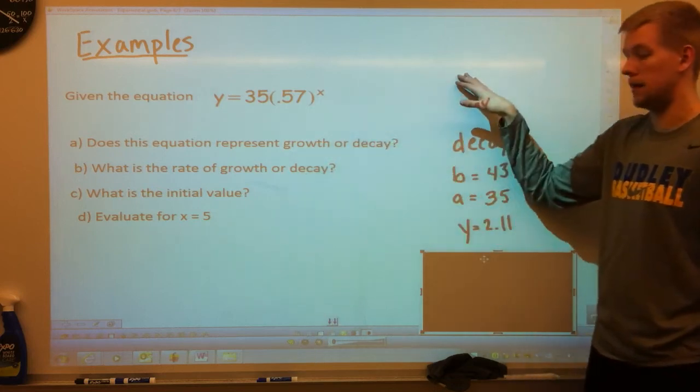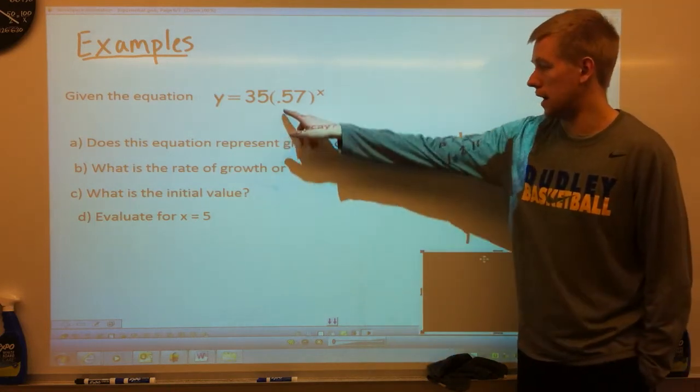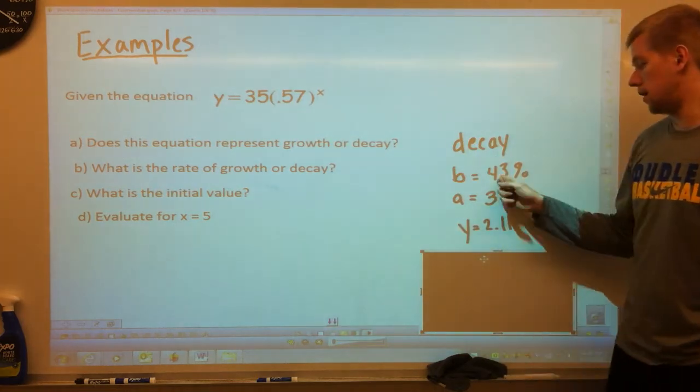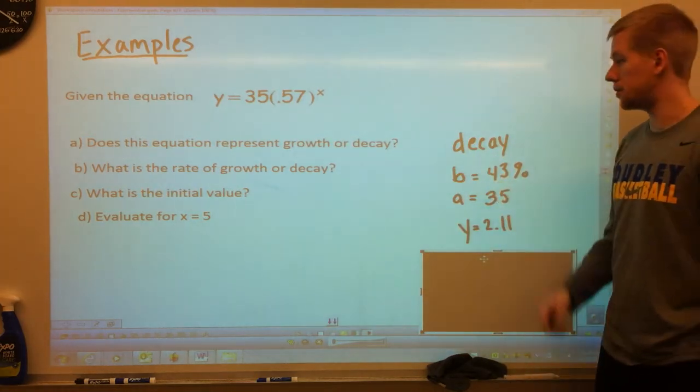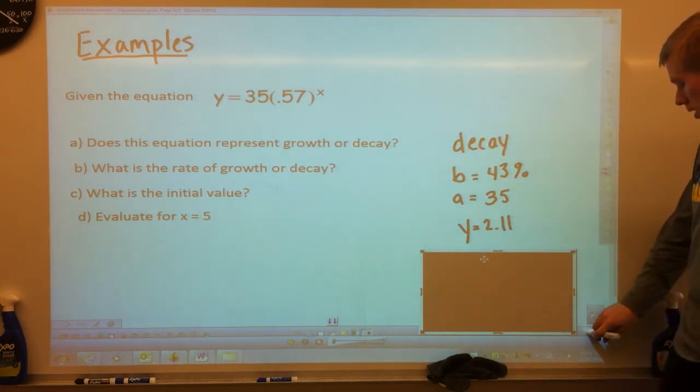You just take whatever's behind that decimal and change it to the percent. The decay is a little harder because I have to subtract this from 1 in order to find the actual percentage. Okay, so that is an example for decay.